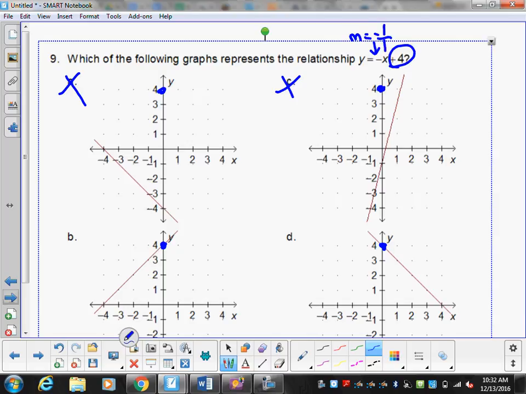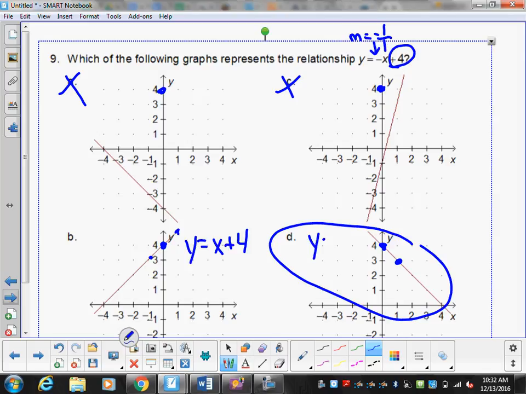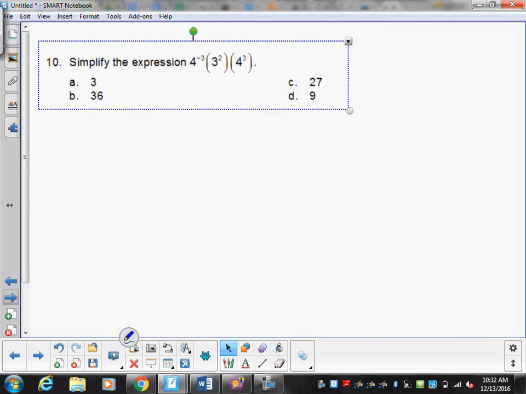So over here on D, that actually works. On B, it goes down 1 and to the left 1, and so up 1 to the right 1. So this would have been y equals x plus 4. And this is y equals negative x plus 4. And so D is our correct answer on number 9.